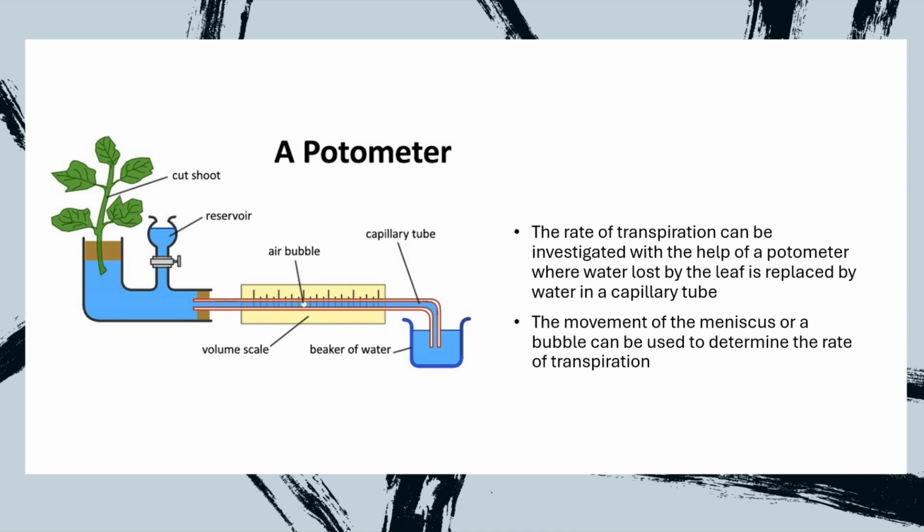Potometer. A potometer investigates the rate of transpiration, where water lost by the leaf is replaced by water in a capillary tube. So obviously you have some water in a capillary tube like that. Water gets lost by the leaf, and this air bubble is going to move, and so you can measure it on the ruler. So the movement of the meniscus or bubble can be used to determine the rate of transpiration.